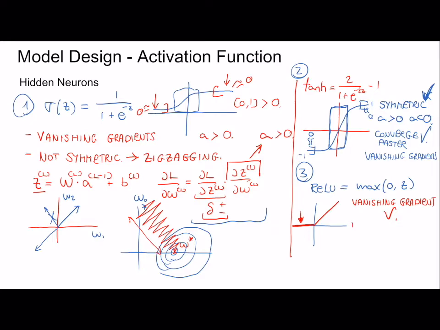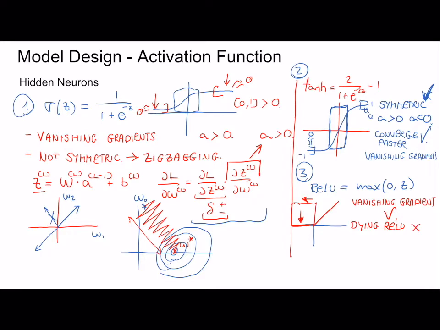And this is known as the dying ReLU. You can think of it this way: if the weights of the neuron lead all samples towards this region here, then this neuron is not going to fire at all, and it might die and never recover. So this is the dying ReLU problem.